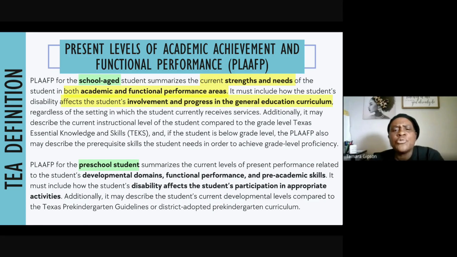But the PLAAFP may describe the student's current instructional level compared to their grade level TEKS. And if the student is below grade level, it may describe the prerequisite skills needed to achieve grade level proficiency. This is where testers sometimes get tripped up, especially if the only thought is that the PLAAFP is just going to give me what the student's reading level is. Say the student reads at a third grade level. But the TEA really expects you to make connections that aren't directly stated.